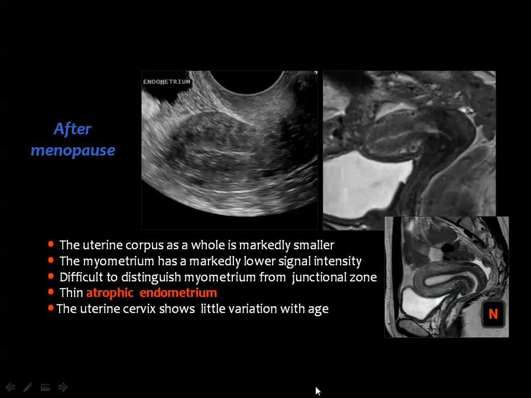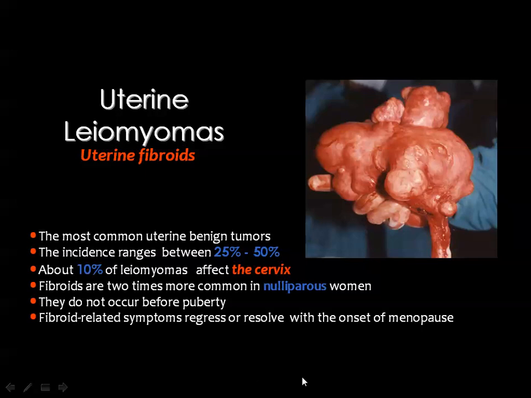And by the age of menopause, you see that there is some loss of the uterine volume and loss of definition between the zonal anatomy. You see atrophic endometrium and more hypo-intensity of the myometrium, and the junctional zone is not that well delineated.